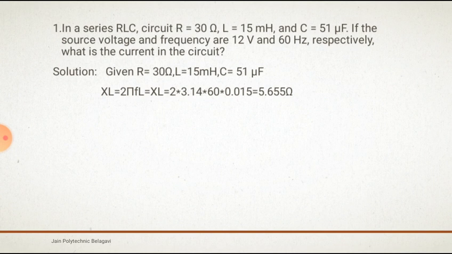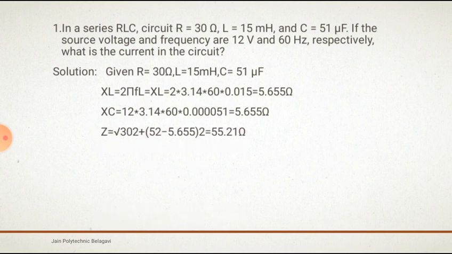First we have to find out XL. XL is equal to 2πfL. XL equal to, substitute the values, 2 into 3.14 into 60 into 0.015. If we solve this, we will get 5.655 ohm. XC, we know the formula 1 by 2πfC. By substituting the value, we will get XC is equal to 5.655 ohm.